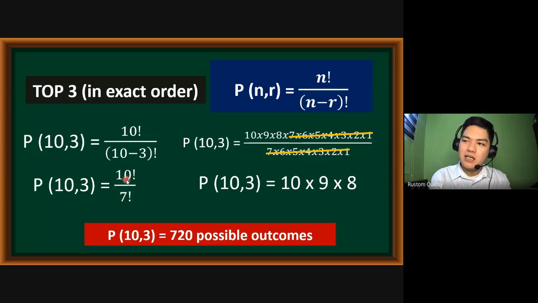Okay, for the top 3 in any order, there are 120 possible outcomes. For the top 3 in exact order, there are 720 possible outcomes.